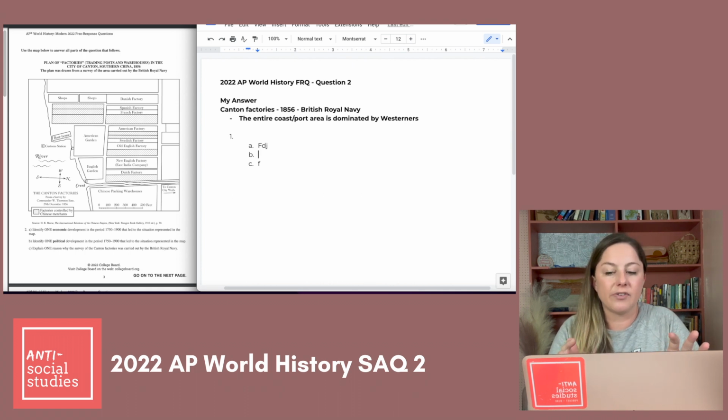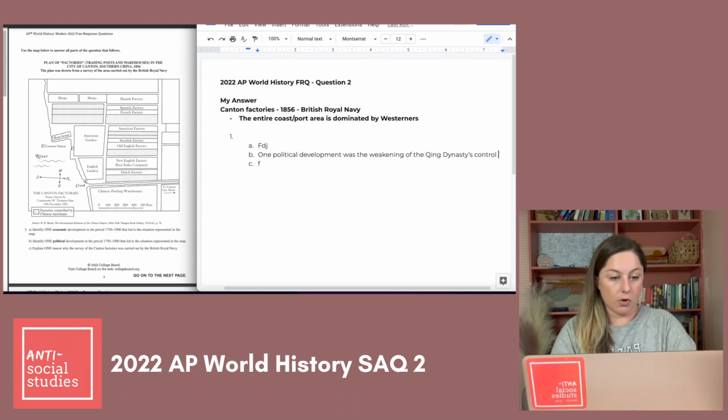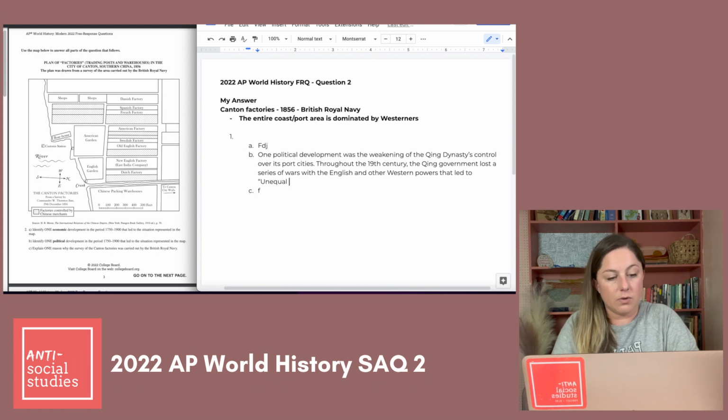I'm going to say the political development is basically the weakening of the Chinese government and their loss in the Opium Wars. One political development was the weakening of the Qing dynasty's control over its port cities. Throughout the 19th century, the Qing government lost a series of wars with the English and other Western powers that led to unequal treaties that gave outsiders special trading privileges in China.